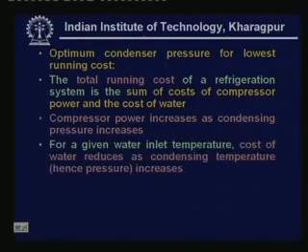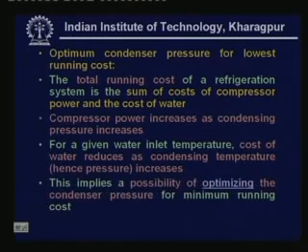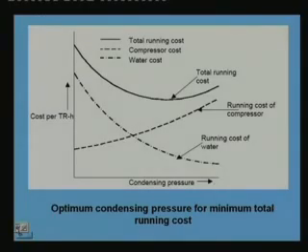Okay. This we have seen in the earlier lectures, and for a given water inlet temperature, cost of water and the water flow rate etc. reduces as condensing temperature or condensing pressure increases. Okay. So, this implies a possibility of optimizing the condenser pressure for minimum running cost. Okay. Let me show a typical picture.